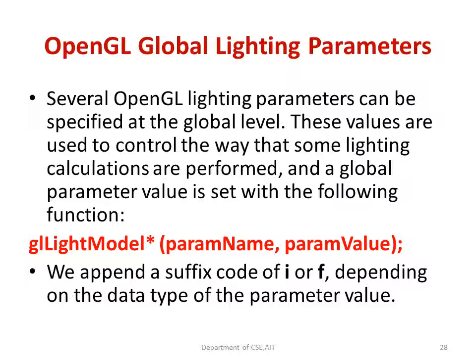glLightModel consists of two parameters. The first one is the parameter name and the second one is the parameter value. Depending upon the parameter name and the parameter value, we will be having a global lighting. That means across the scenario, we will be having one global lighting. That can be set up by making use of this API, which is called glLightModel.